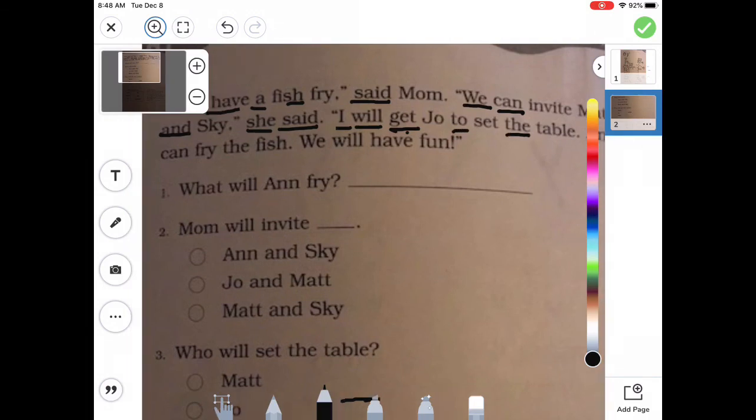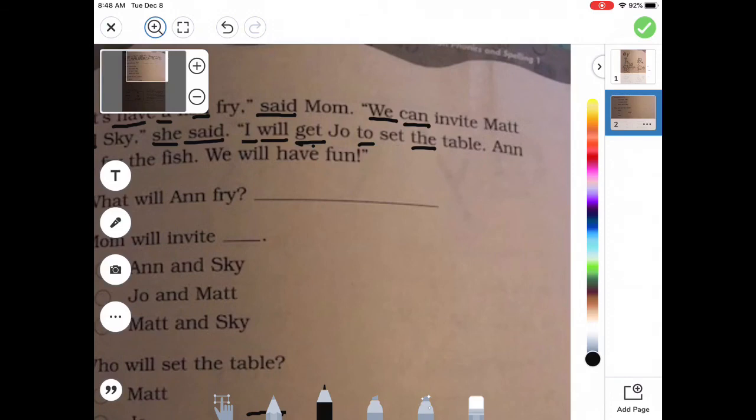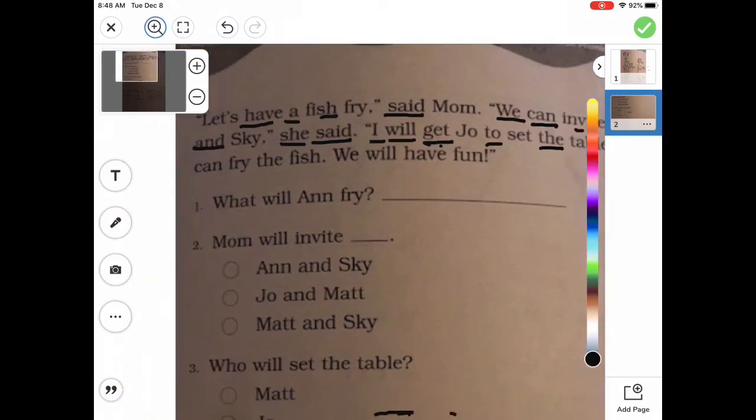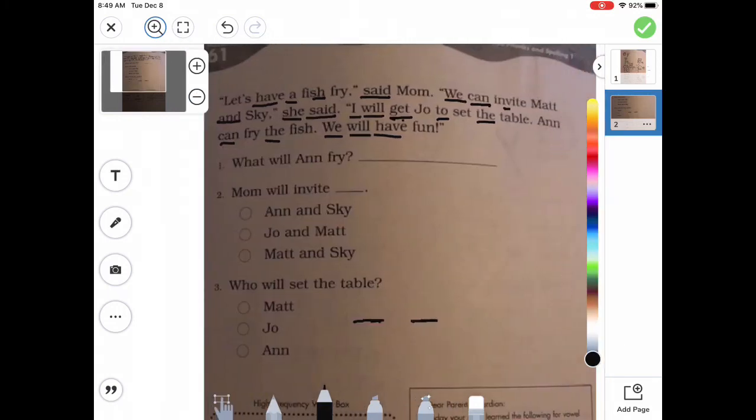Set the, oh, let's look. It's got that final syllable, bull, which means it has an A in front of it, so it's going to be a long A, so table. Anne can fry the fish. We will have fun. Very good. All right, so let's have a fish fry, said Mom. We can invite Matt and Sky, she said. I will get Joe to set the table. Anne can fry the fish.